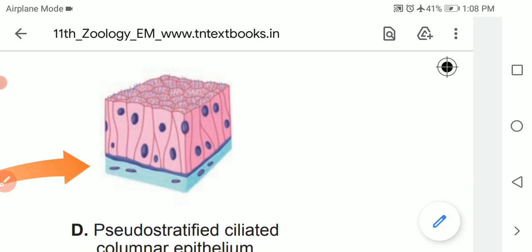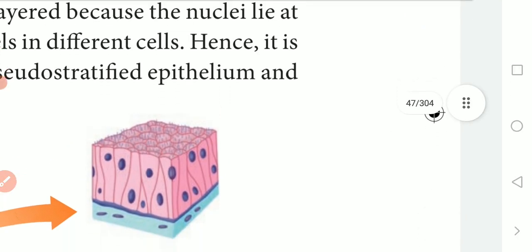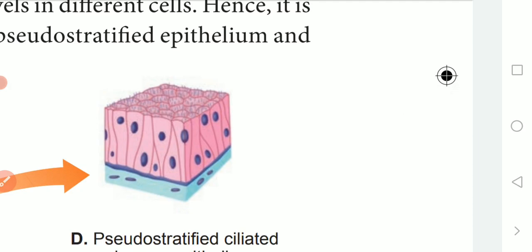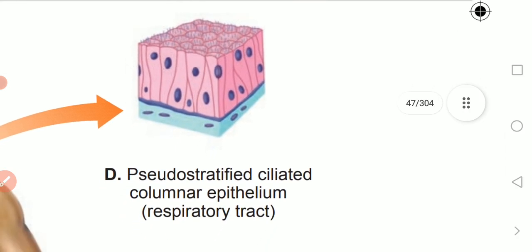The next epithelial tissue is pseudostratified ciliated epithelium. These cells are columnar but unequal in size. If you look here, this is of unequal size. Although the epithelium is a single layer, it appears to be multi-layered.